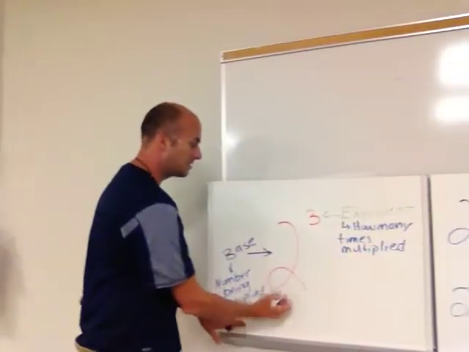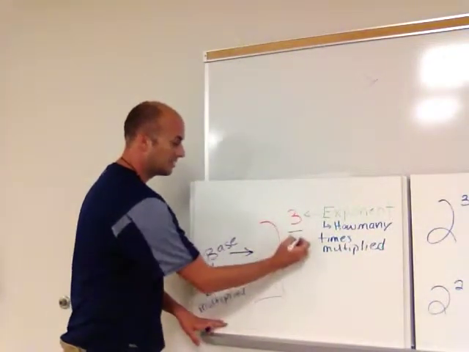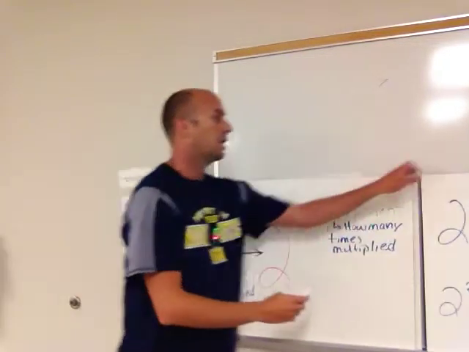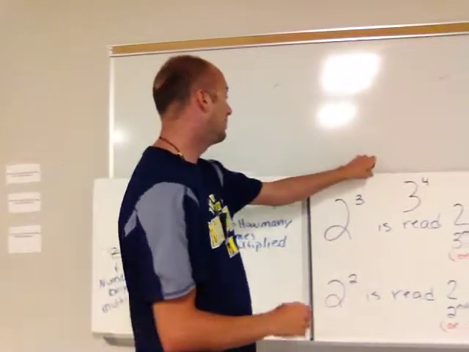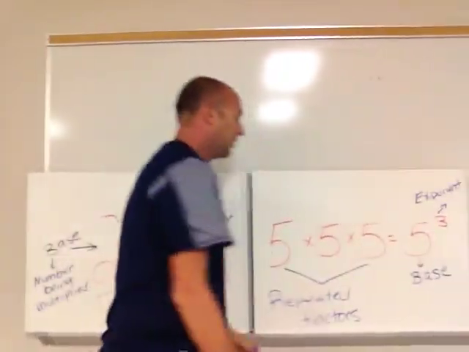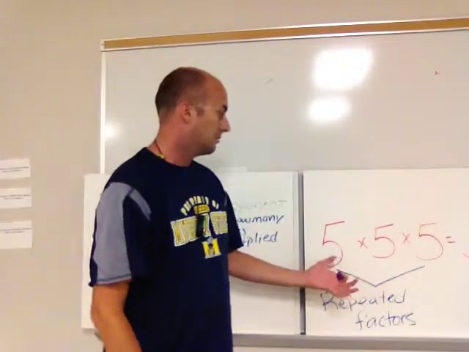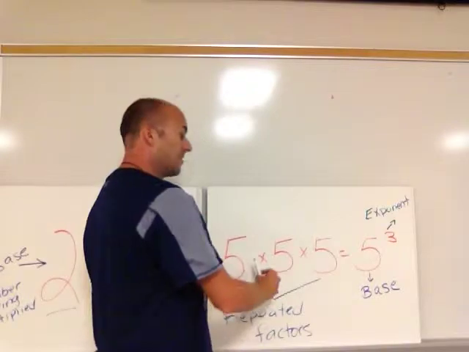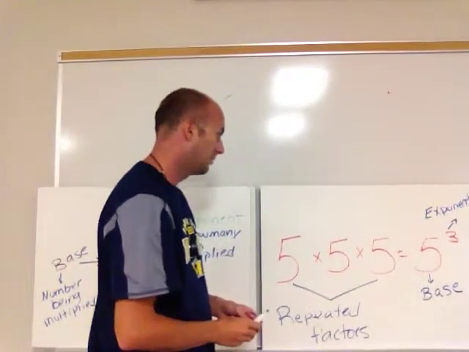But this is our base. This is our exponent, this is our base. The number being multiplied, how many times are we multiplying it? Now we call that base our factor. And it can be a repeated factor. So here we have 5 times 5 times 5. The 5 is our repeated factor.